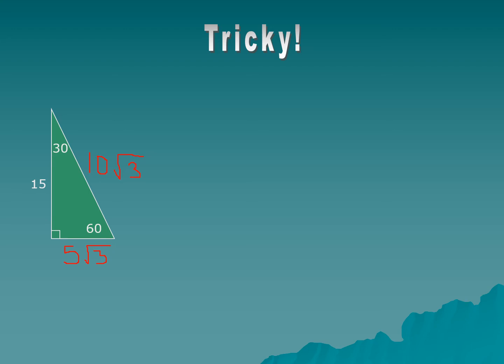Let's try another one of those. The long side is 9. To get the short side, divide by 3 and multiply it with the square root of 3. To get the hypotenuse, we double the short side. Double it gives you a 6 square root of 3.